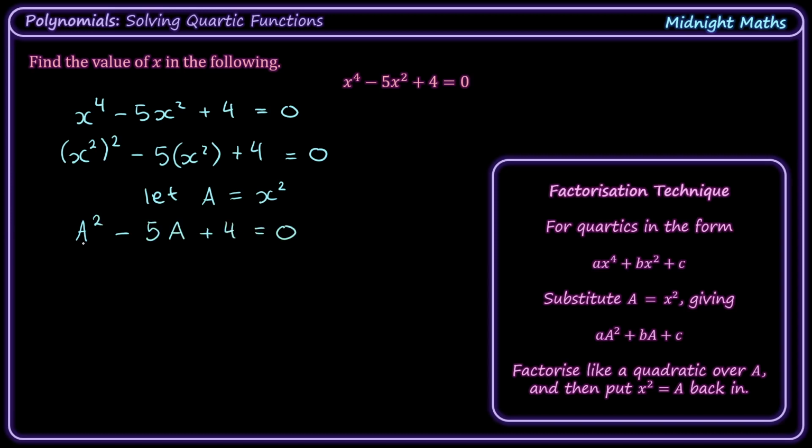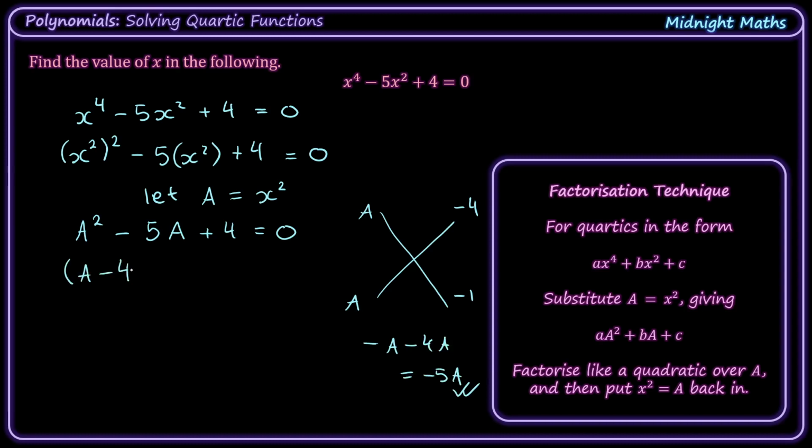Hopefully now you can really clearly see that this is just a quadratic. We have an A squared, an A, and a 4. So this is a quadratic that we can factorize using our usual techniques like the cross method. On the left, I need 2 A's. And on the right, I need 2 things that multiply to give 4 and add to give negative 5. So that might be negative 4 and negative 1. Just going across to check, we have minus A minus 4A, and that does equal minus 5A. So we've got the correct cross. And now I can just put that down, so I have A minus 4 and A minus 1.